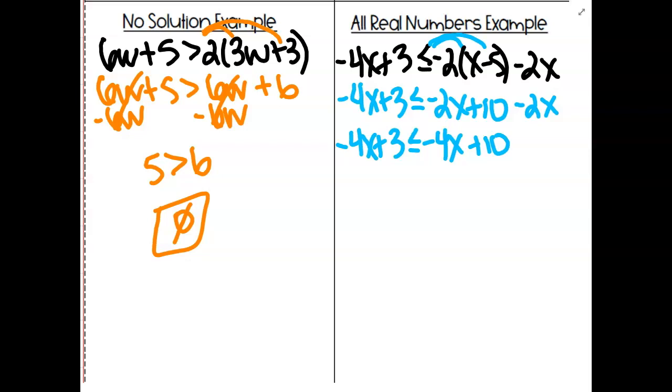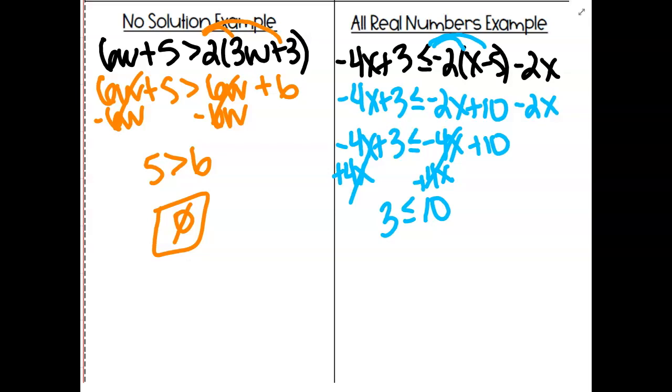Now you have x's on both sides. So if I add 4x to both sides, see how the same thing happens? Okay? And I see again that I've got 3 and 10, which I know is not the same number, but that's not what this inequality is telling me. This inequality is telling me that 3 is less than or equal to 10. Is 3 less than or equal to 10?